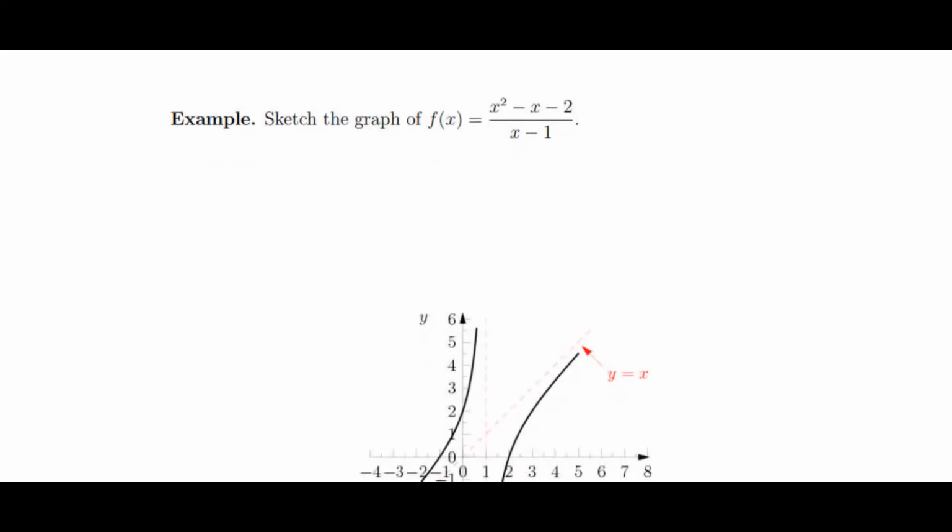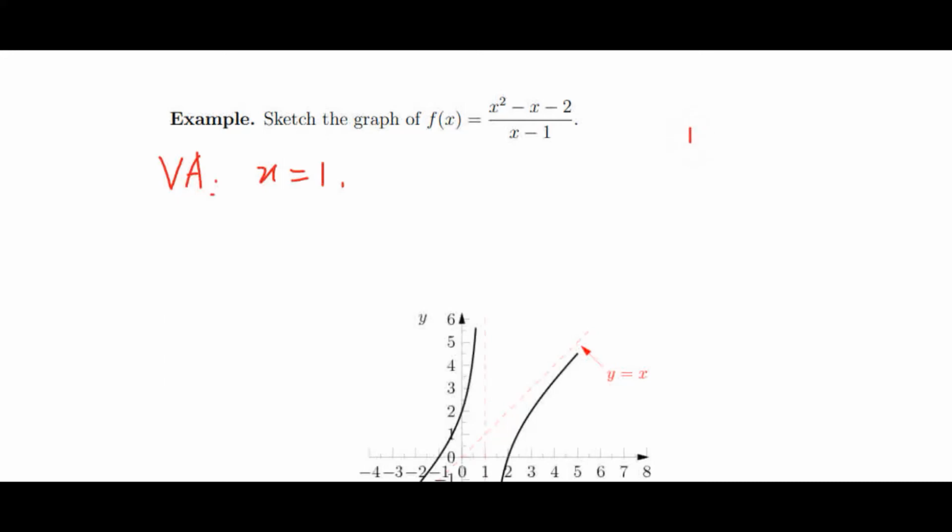Okay, so this function is improper. Proper or improper doesn't matter here. We just need to determine those asymptotes. At first, we have the vertical asymptote x = 1. For the other asymptote, we cannot just compare the leading terms, x squared over x, right? We have to use division.